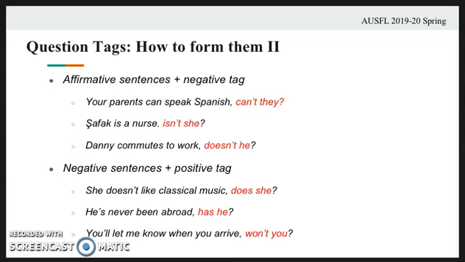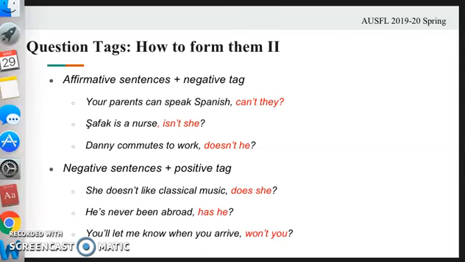To form question tags, you need auxiliary, modals, or the verb be. Also see that tags have pronouns, and they are all contracted. Look at the first question. Your parents can speak Spanish, can't they? In this example, in the tag part, pronoun they is used instead of your parents, and cannot is contracted.